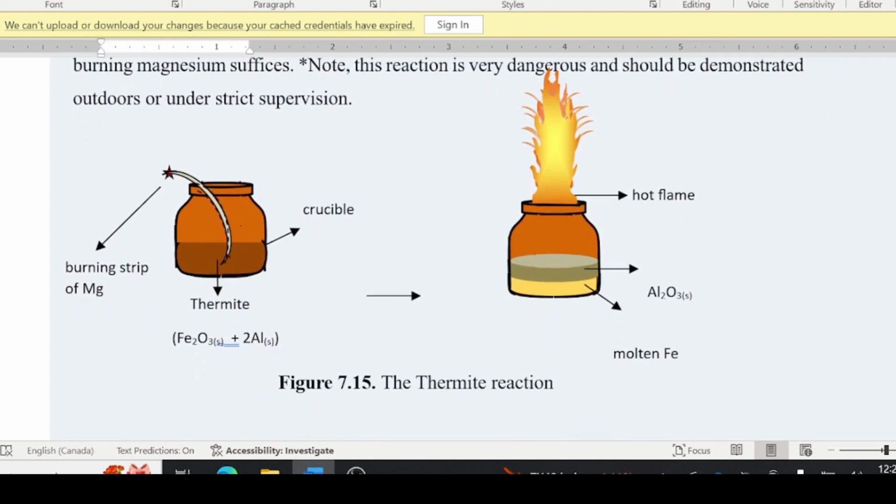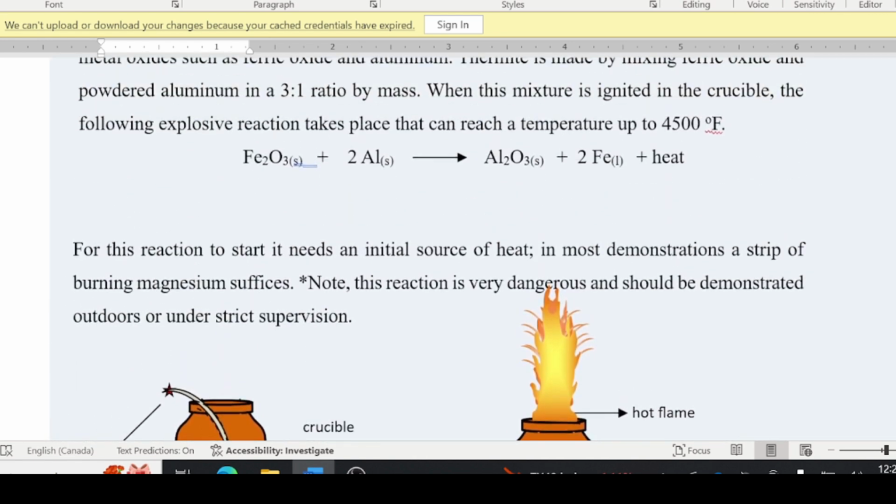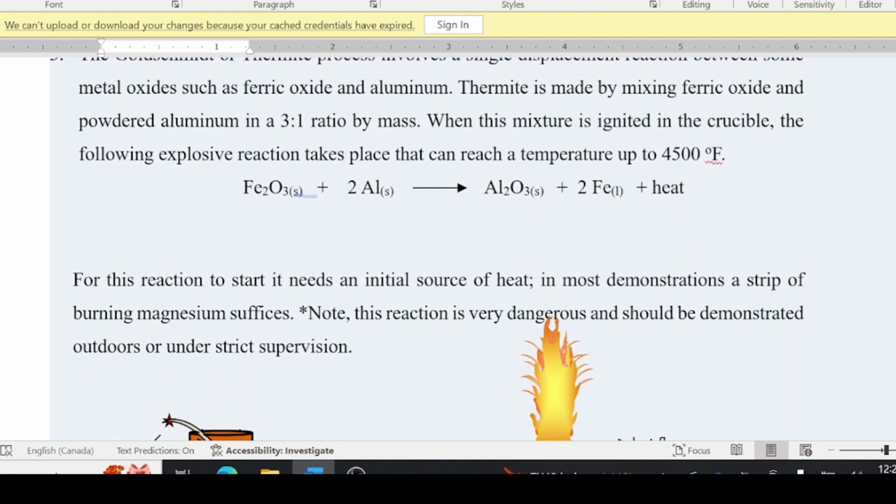And this is how it happens here. Here's a mixture, here's the thermite. You put a piece of magnesium strip there to ignite it, boom, and you get that hot flame coming out. That's a thermite reaction, and it's a single displacement reaction. See the reaction here, look. The aluminum is able to take away the oxygen from that.